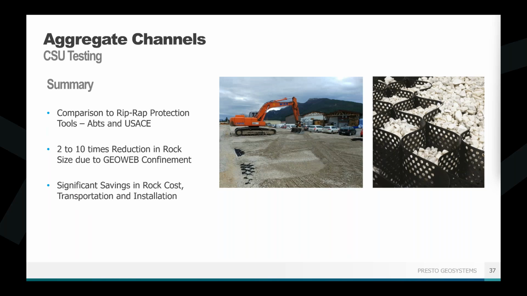So slightly different things that we're looking at there. But really the main objective was to determine the reduction in riprap size due to the GEOWEB system. And it was a significant reduction, anywhere from 2 to 10 times the size. Typically with the GEOWEB system, we're looking at anywhere from 1 to 3 inch rock. So that's much, much smaller than 12, 16, 24 inch sized riprap stones.